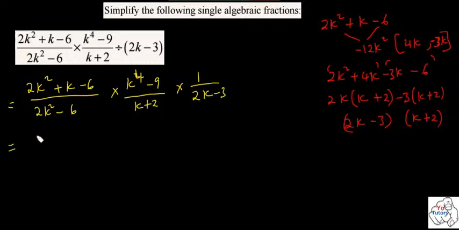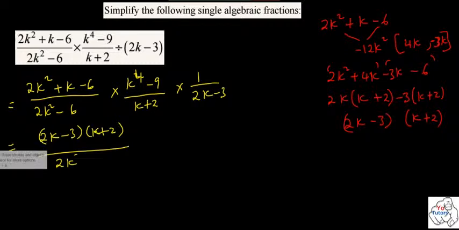Okay, let's look at it now. We're going to put our value now. Our answer now should be 2k minus 3 on top, k plus 2 over 2k. This one is no longer 2k. We factor out 2k squared minus 4.